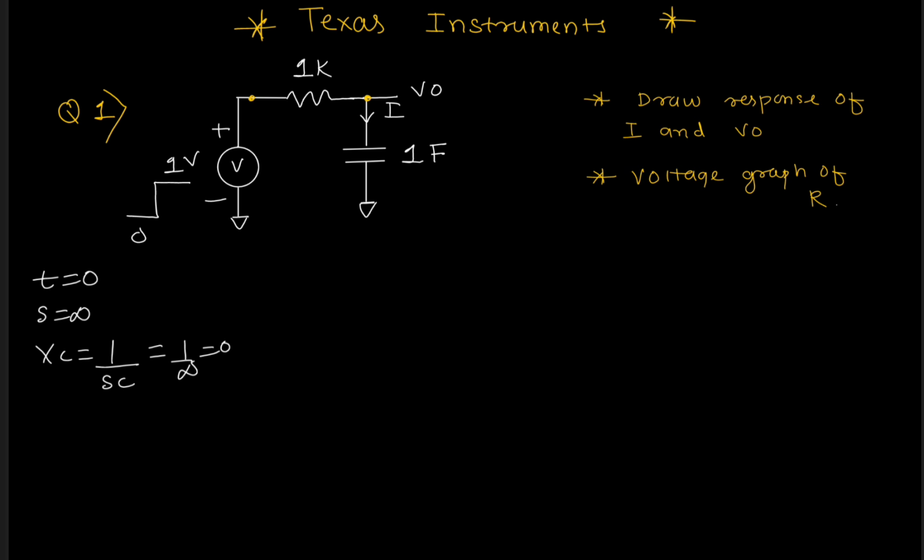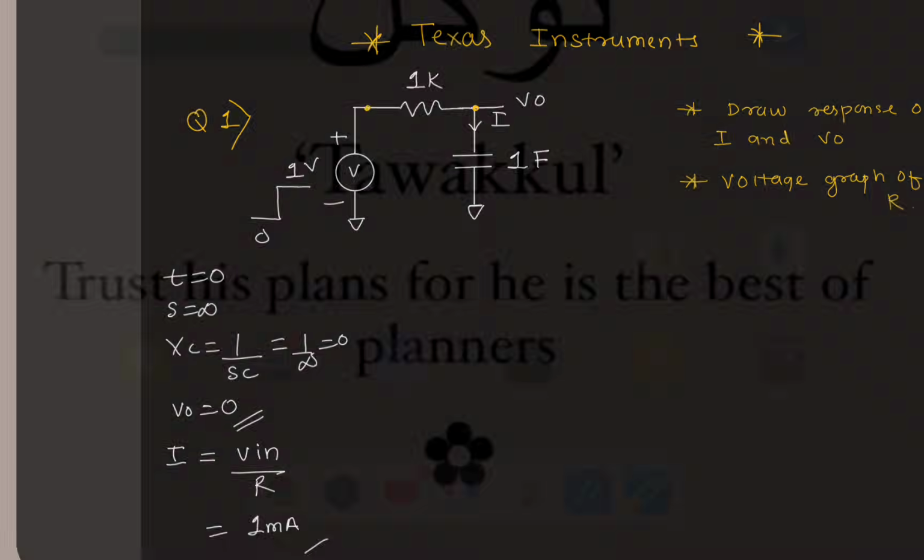Yes, so as it is shorted, V out will be 0, and the current will be V in by R. Yes, so V in is 1 and R is 1, so we got I is equal to 1 milliampere. Okay, so these two pieces of information we got, this and this.